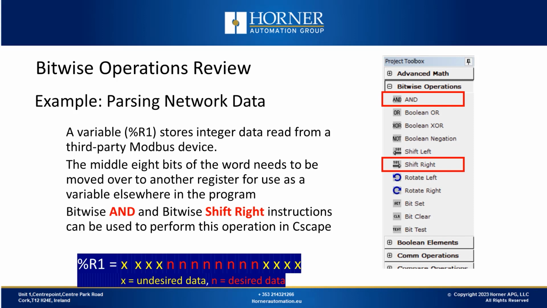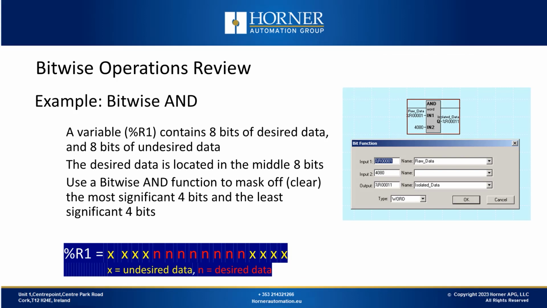To achieve this, we will utilize two bitwise operations, AND and SHIFT. First, we will apply the AND function, followed by the SHIFT function. Now we'll go into more detail on these operations. We'll begin with the AND function. Its primary purpose is to mask off irrelevant bits from a variable. In our example, we have 16 bits displayed in yellow and red, with the red bits being the ones we're interested in.